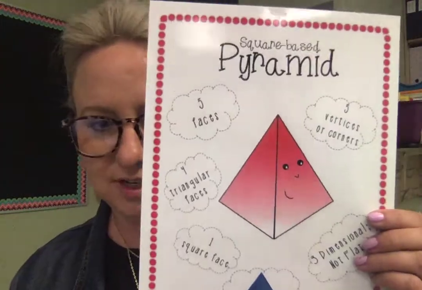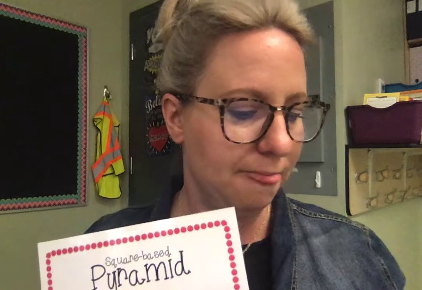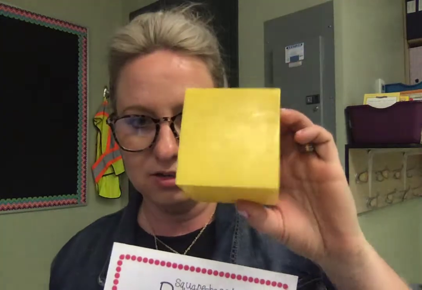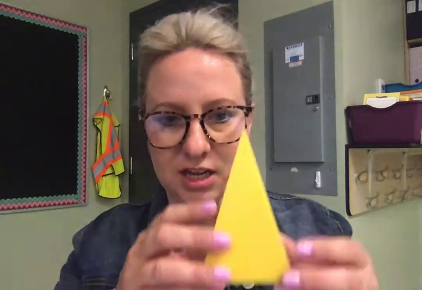Okay, now this part is also really interesting. Like our cube has 6 faces, but every face is made up of a square. Do you see how they are all squares? Well, in a square-based pyramid, their faces are not all squares. Let's take a look at what we have.